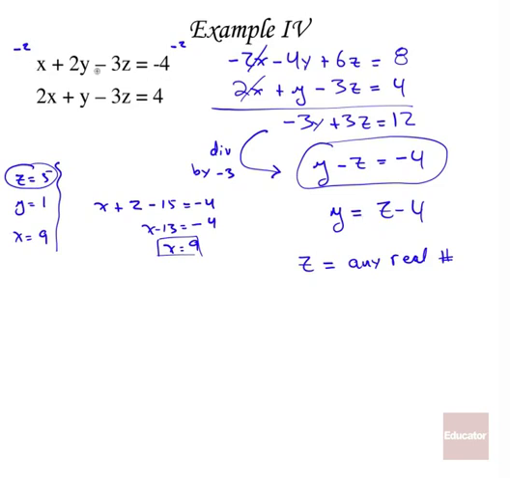So notice, anytime you have two equations and three unknowns, more unknowns than equations, you're going to end up with an infinite number of possibilities depending on how you choose z. z can be any real number. Once you choose z, you've specified y, and once you've specified y, you can go back and specify x. So here we have an infinite number of solutions.